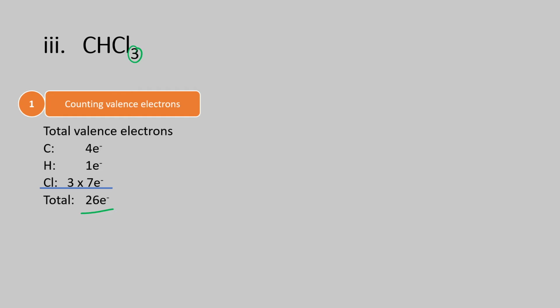Okay, the second step is to pick the most electropositive atom. I'll give you the values. Carbon is 2.55, hydrogen is 2.20, and chlorine is 3.16. These are the electronegativity values. Don't worry, these values will be given to you. Remember earlier, even though hydrogen is the most electropositive, we don't put it in the middle. Why? Because it can only accommodate 2 electrons, so later we cannot connect.